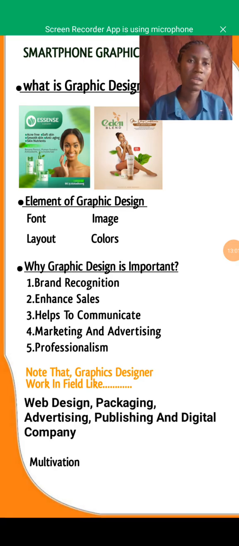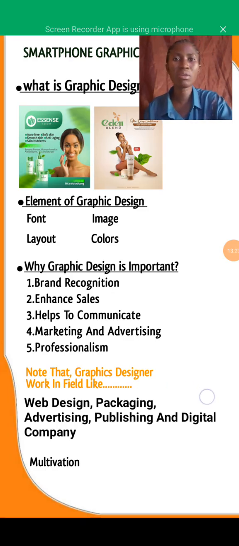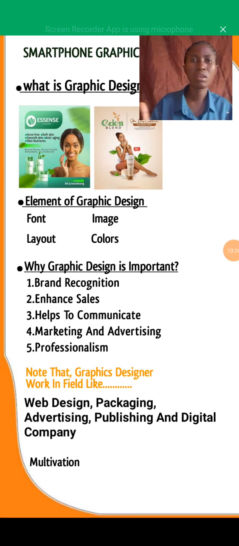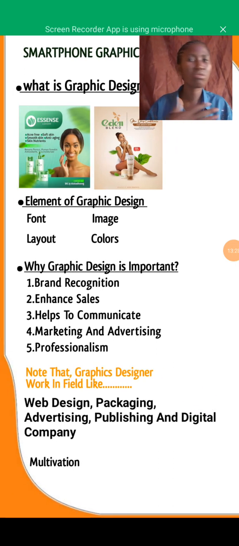Now, let's go. Another one is professionalism. For creating a good name in this competitive world, professionalism is a must. To compete, you need a logo, packaging, fliers, business cards, and so on. Whether you like it or not, you must compete, because you are not the only one in business. You have other people trying to scale through. And whatsoever you're doing, make sure you make it look professional. You understand?